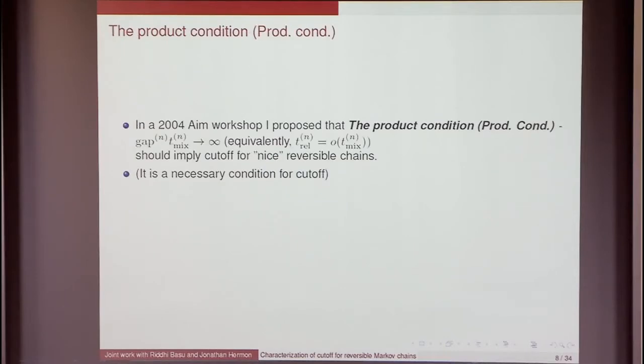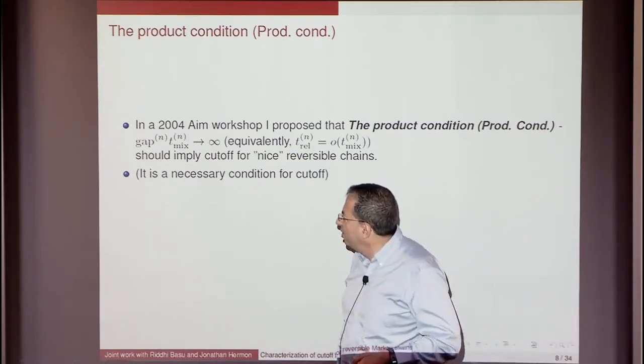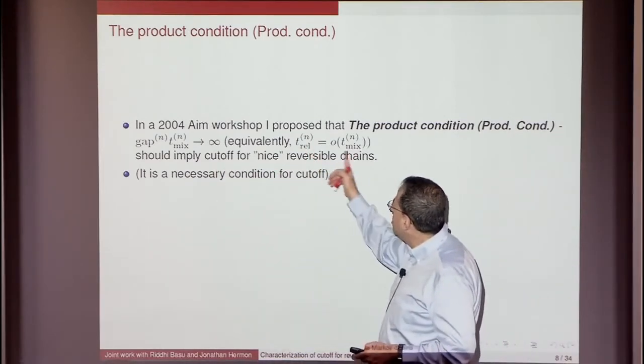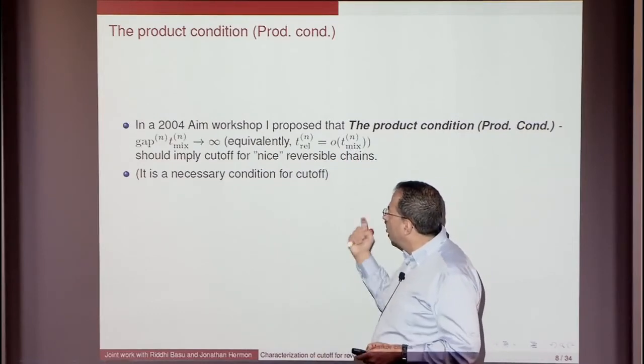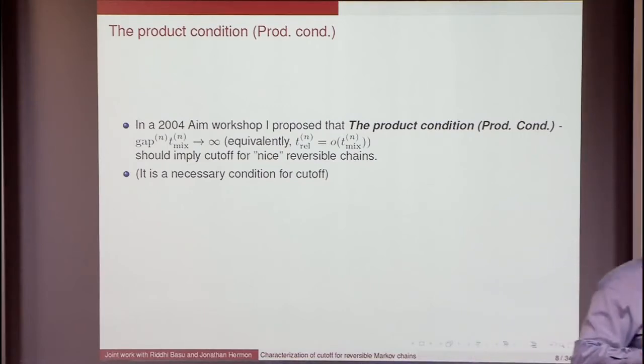So here's one condition which is actually easy to see is necessary for cutoff. The relaxation time should be little o of the mixing time, or equivalently, the spectral gap times the mixing time should go to infinity. It's easy to see that if this fails, you cannot have cutoff. If the relaxation time and mixing time are the same order, then there's no cutoff. This is, for instance, what happens in the cycle. Both are order n squared.